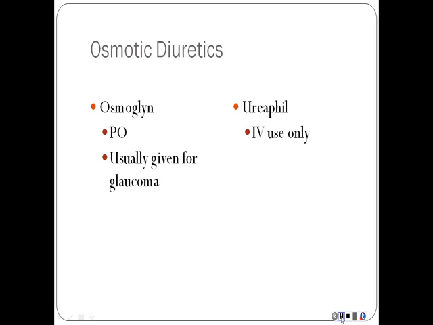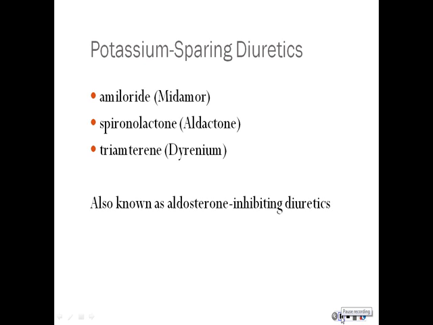So just a couple of other really quick ones. Of course, as mentioned, I haven't seen the use of these medications ever in my career, but osmoglyn is an oral form used for glaucoma, and then Urevert is another medication that's an osmotic diuretic that is also in IV form. So the next drugs we're going to talk about are potassium-sparing diuretics: Midamor, Aldactone, and triamterene.